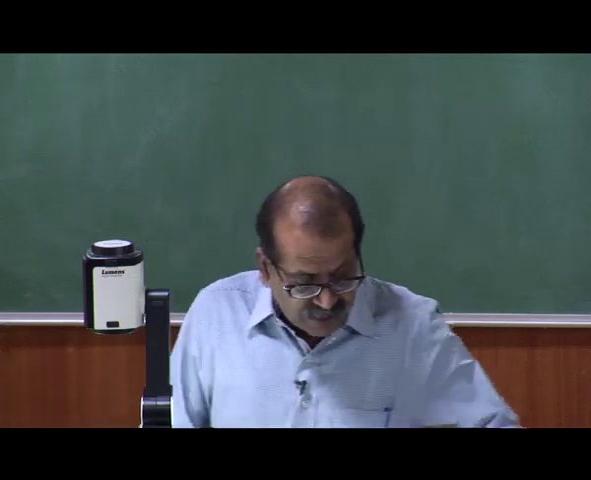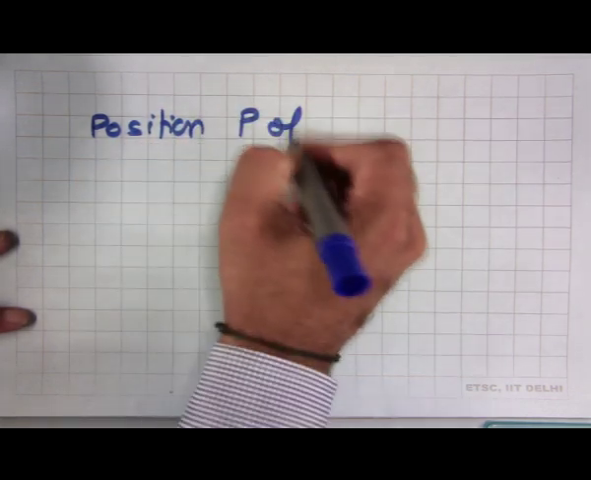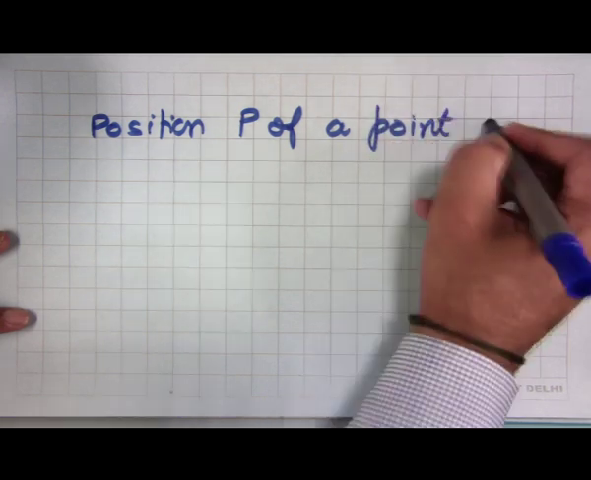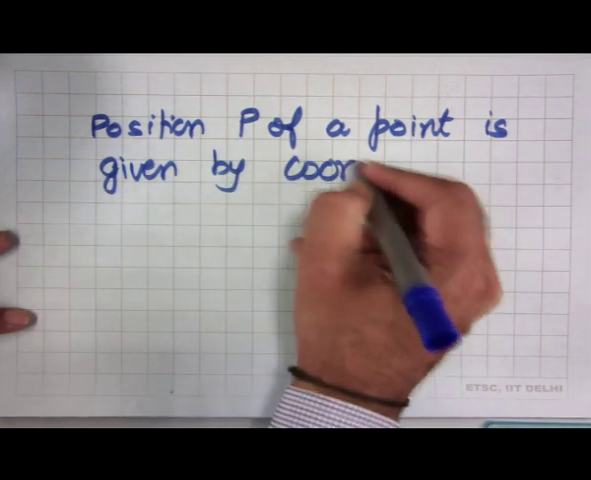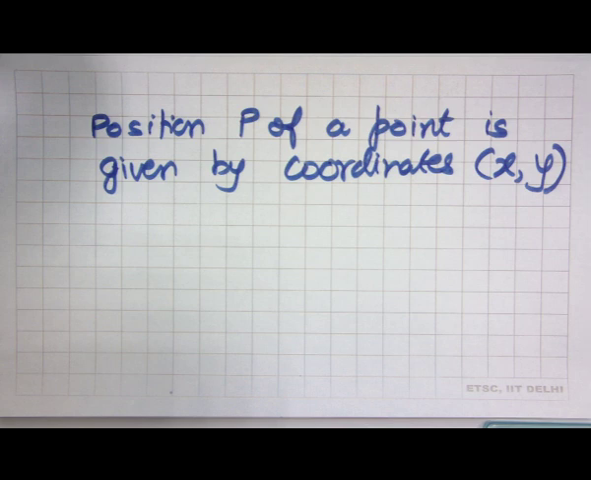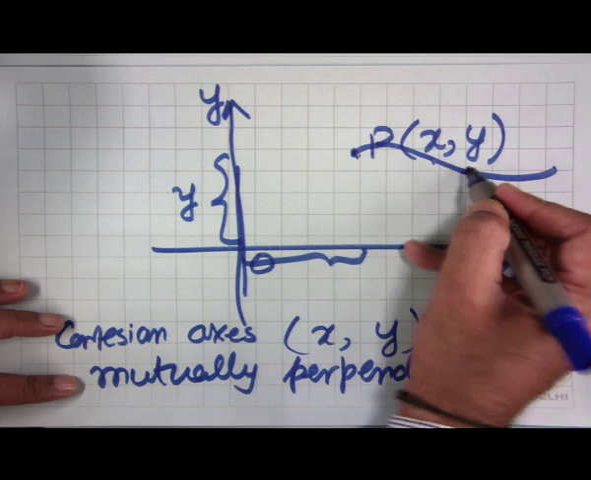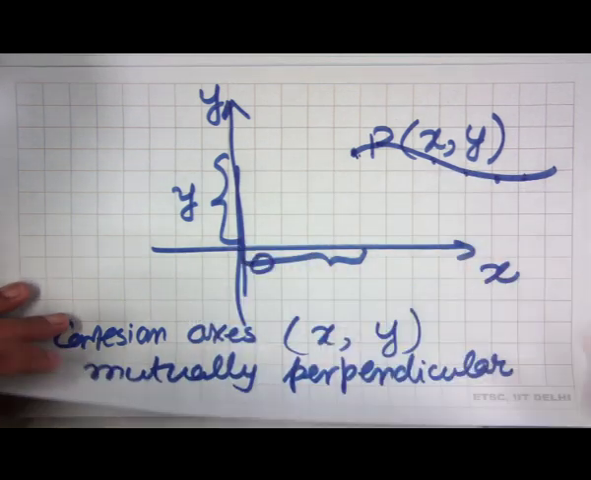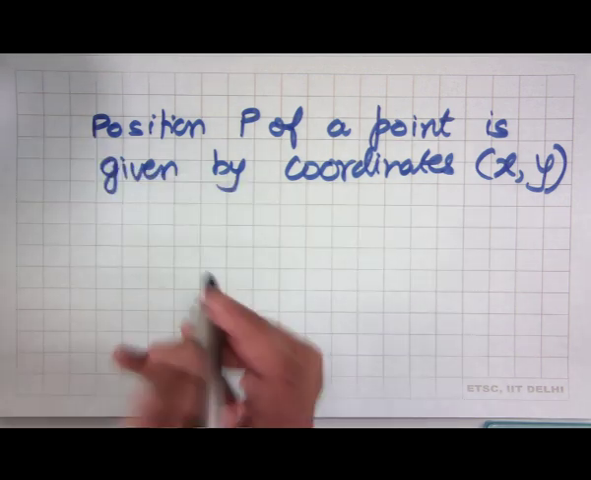So, let us write this: the position P of a point is given by the coordinates x comma y. Now, clearly as the point P moves, that means it is moving along some path, then the values of x and y will change, and the analysis of this is what we will do when we talk of kinematics.